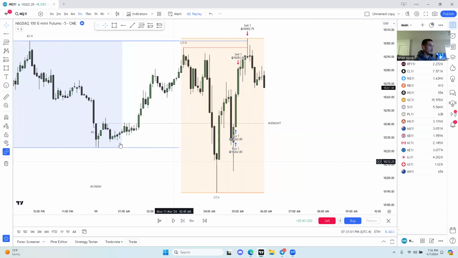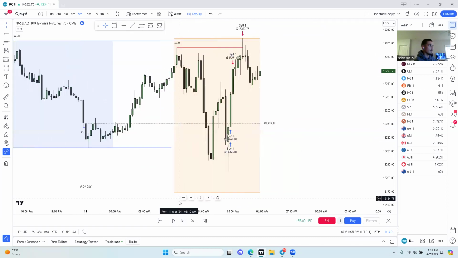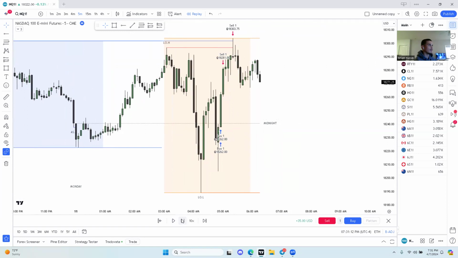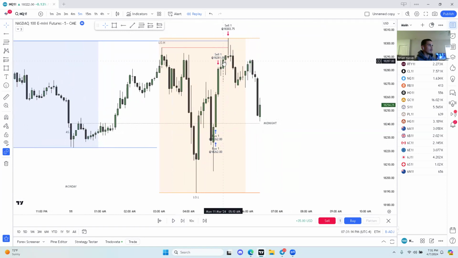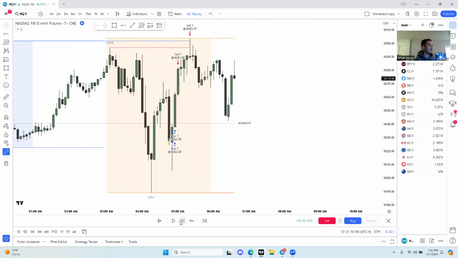Still wouldn't mind a long here though. I guess that long is okay because now we swept London high and we swept Asia high and Asia low. So I mean, there's really no bias here. We did inverse that, but that failed obviously. So right now it's 6:20 a.m., so it's a long time. We're gonna wait for like 8 a.m.